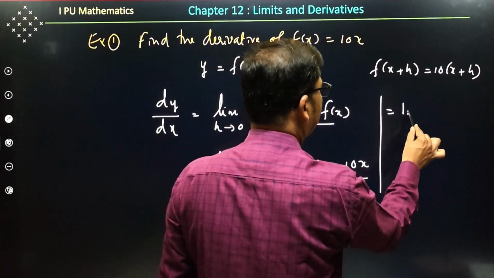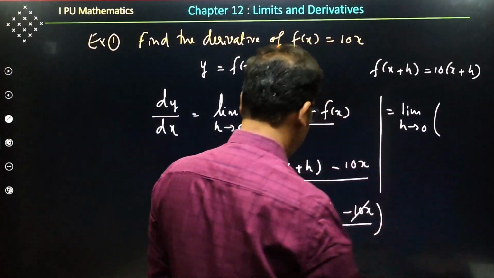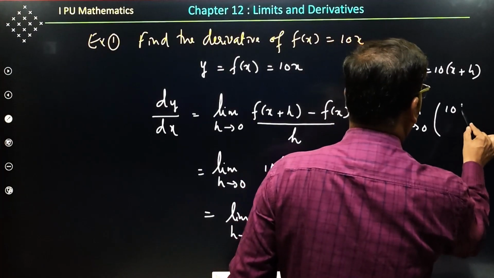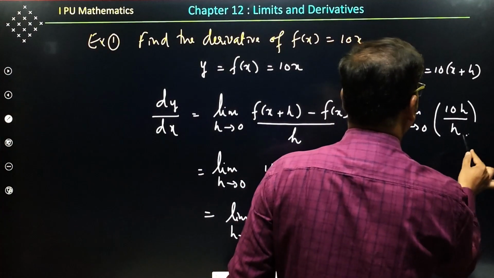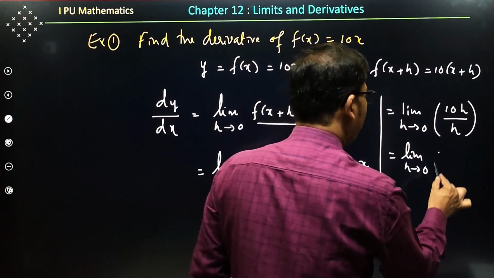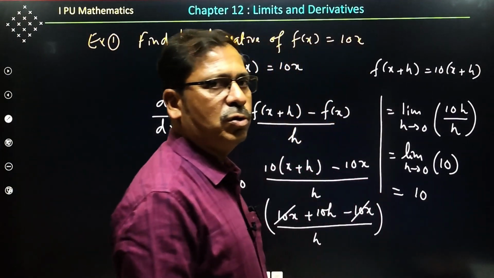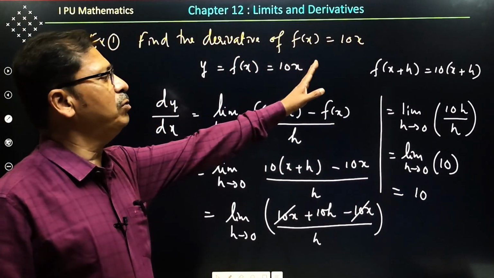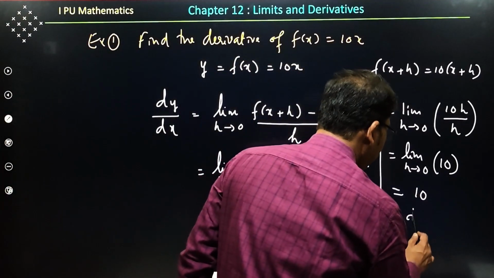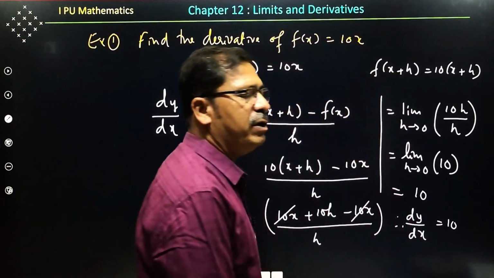This is equal to limit h tends to 0, and what remains is 10h upon h. So h cancels. What remains is limit h tends to 0 of 10. 10 is a constant, so its answer is 10 only. So the derivative of f of x equal to 10x is 10. Therefore, dy by dx is equal to 10, or f dash of x is equal to 10.